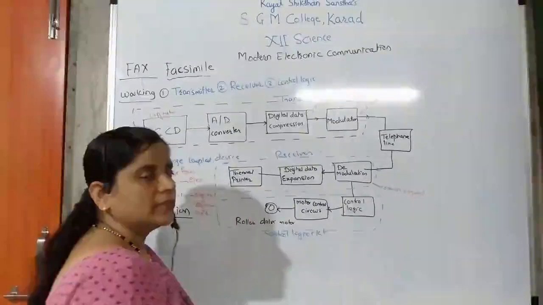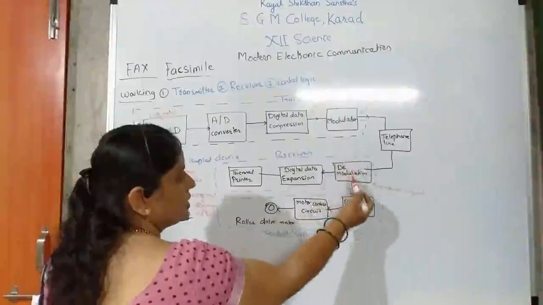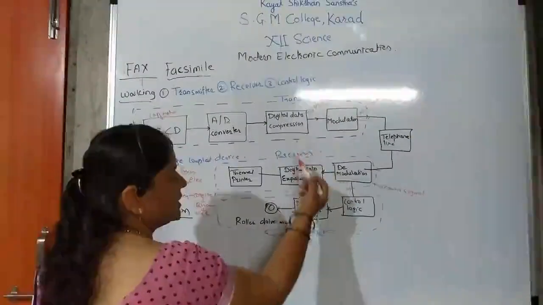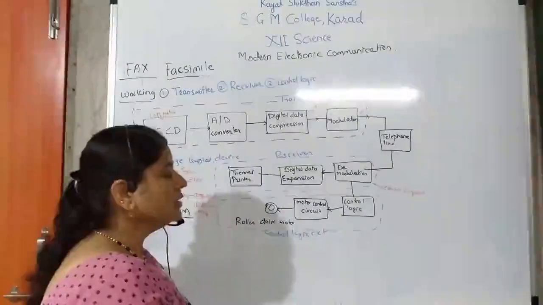The next circuit is the receiver. What happens in the receiver? Exactly the opposite of this. Modulation is there, here it is demodulation. Compression is there, here it is expansion. Okay, the exact opposite process happens here.